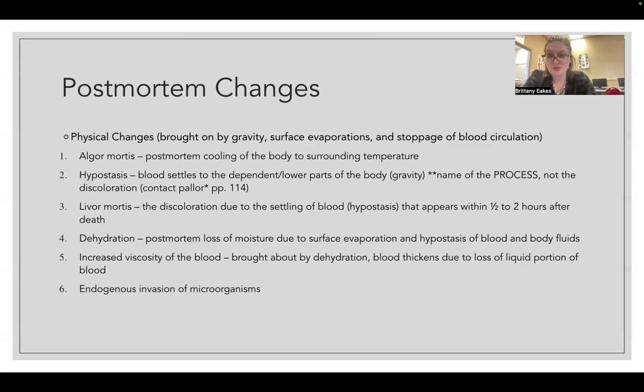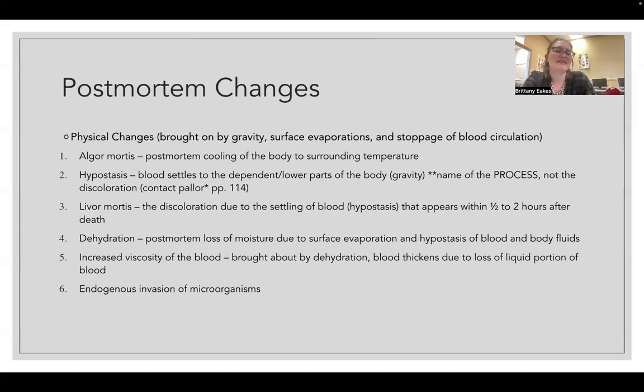Dehydration is another physical change that occurs. It's the loss of water from body tissues through surface evaporation. There's two basic factors, surface evaporation and hypostasis of blood and body fluids. As dehydration occurs, blood becomes more viscous, and eventually the blood will clump together, forming a sludge. So dehydration brings about surface discolorations, ranging from yellow into browns and finally black.